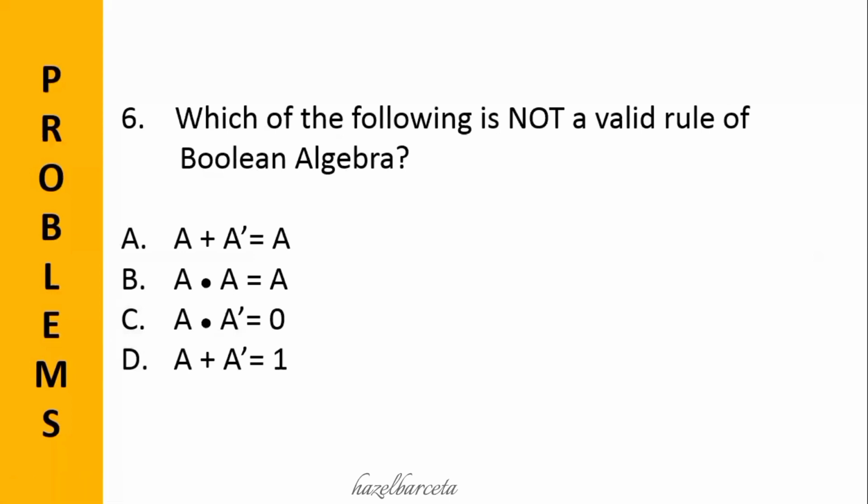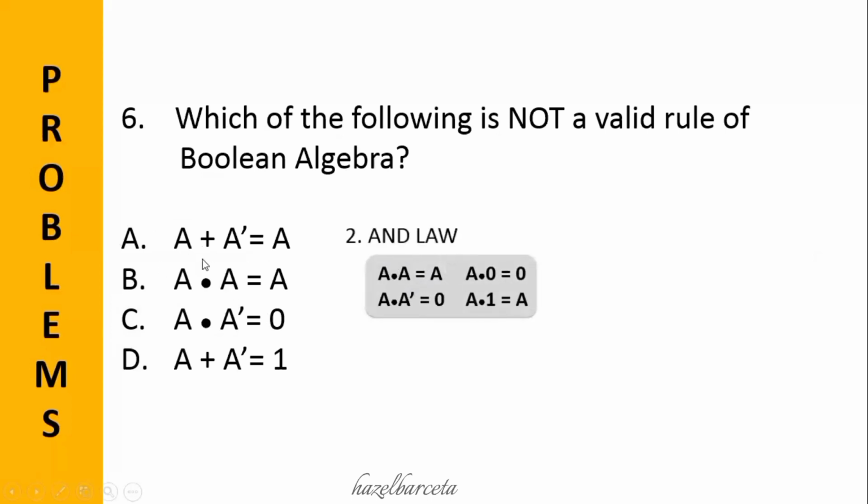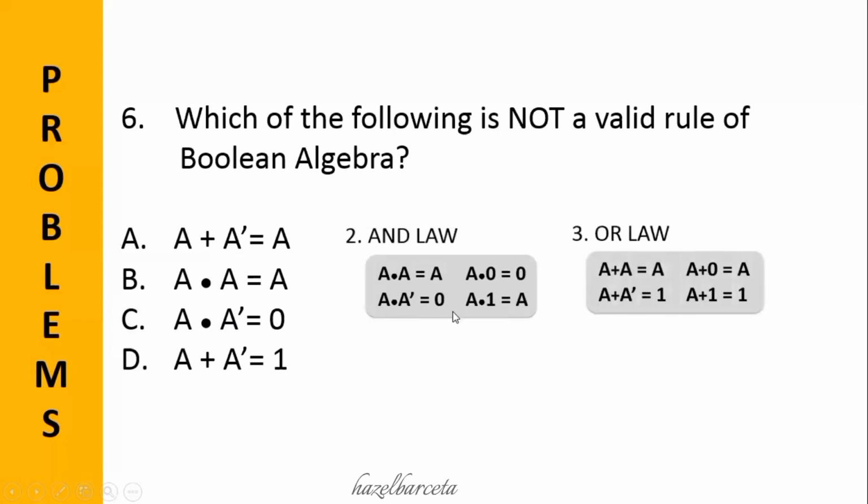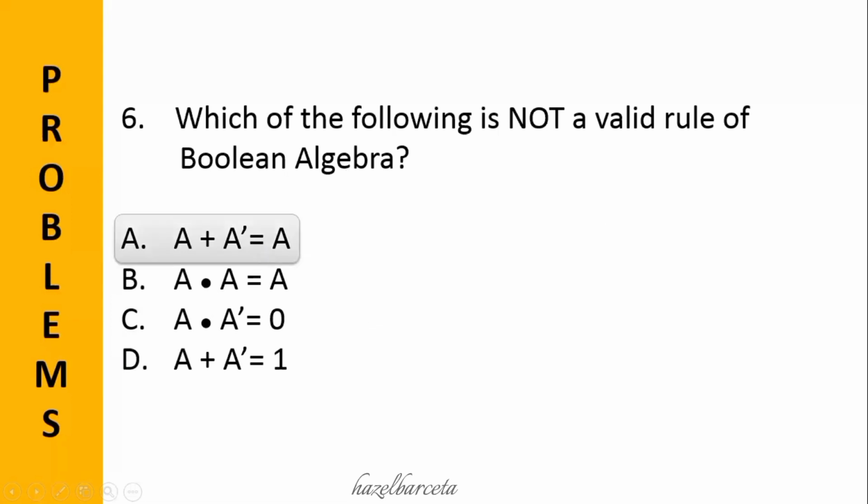Which of the following is not a valid rule of Boolean algebra? So, 5 seconds. Okay, time's up. We have the AND law and OR law dahil meron tayong plus at multiplication. And here, alam na po natin na ang mali ay letter A. Kasi A plus A prime is equal to 1, not A. Okay, so the answer is A.